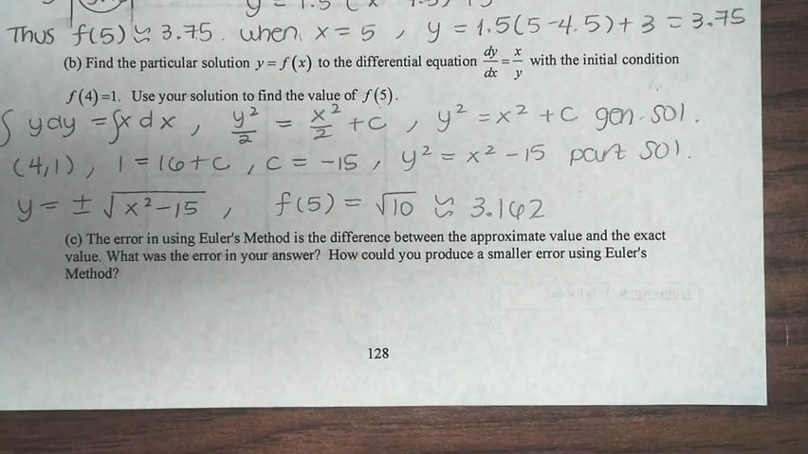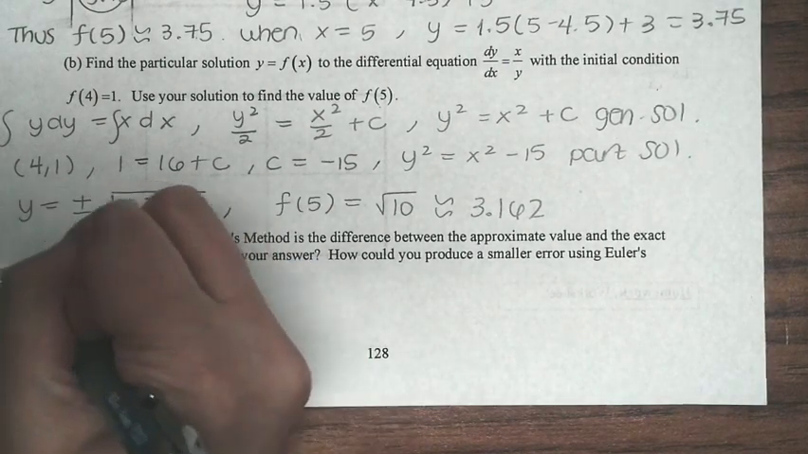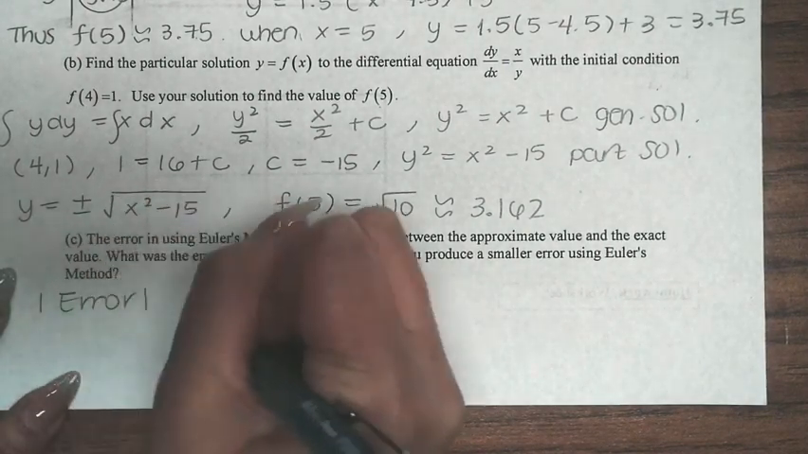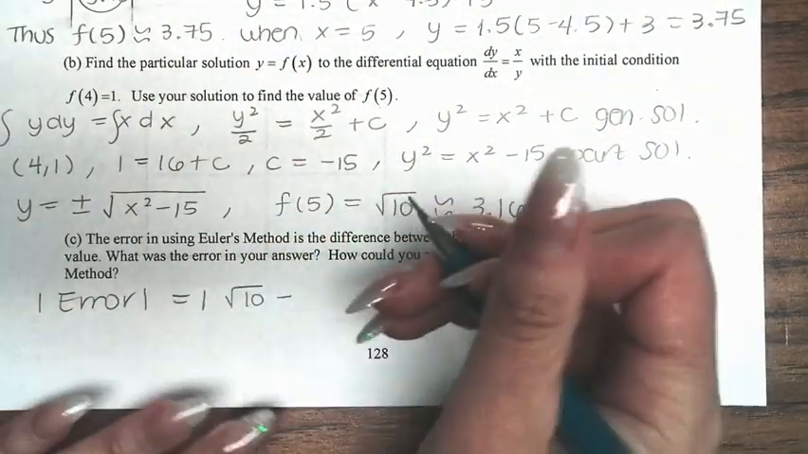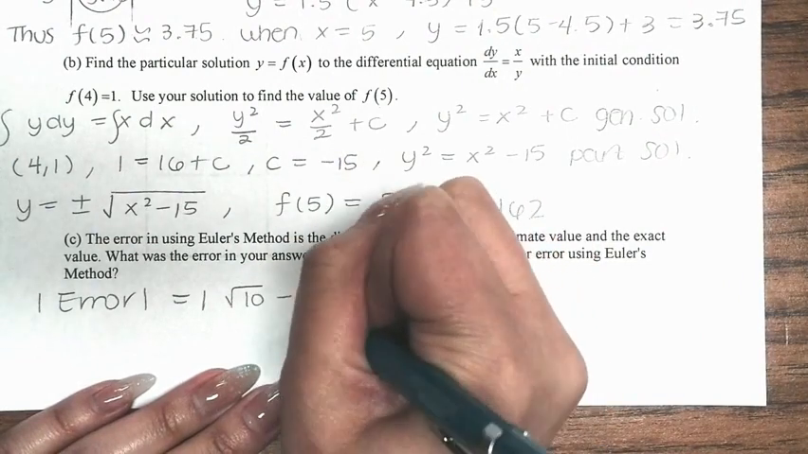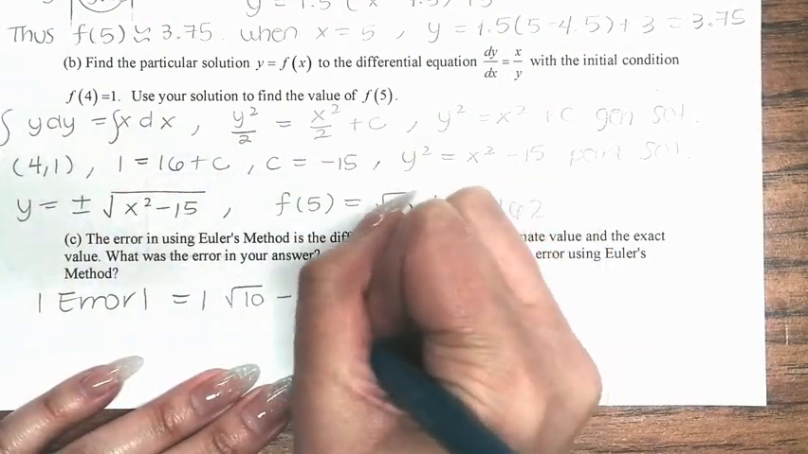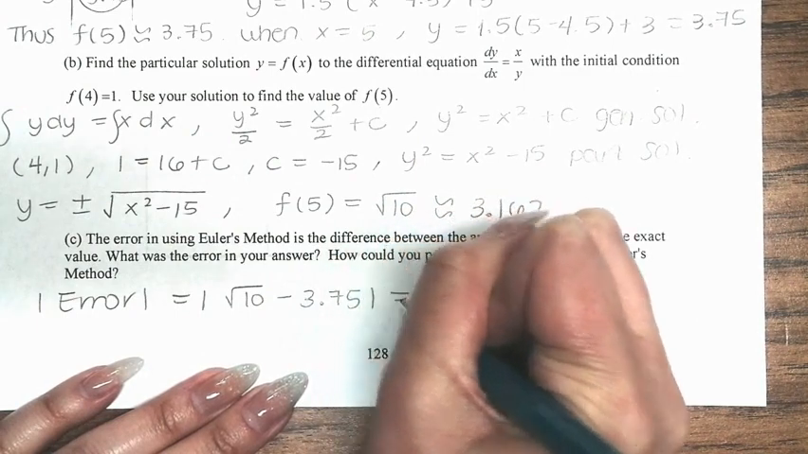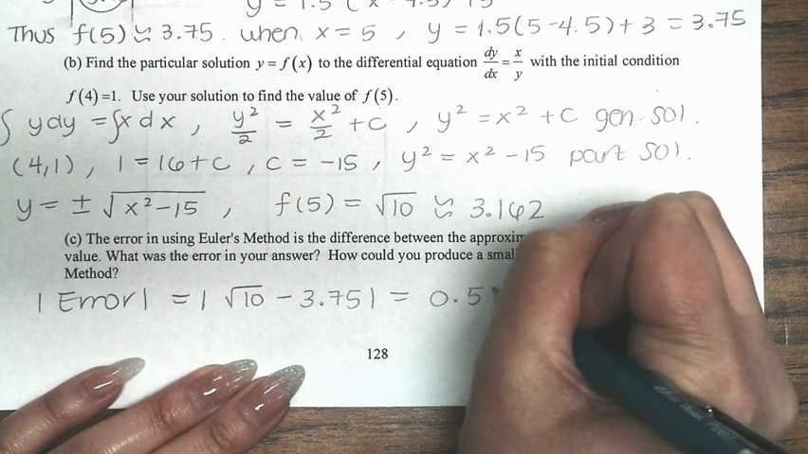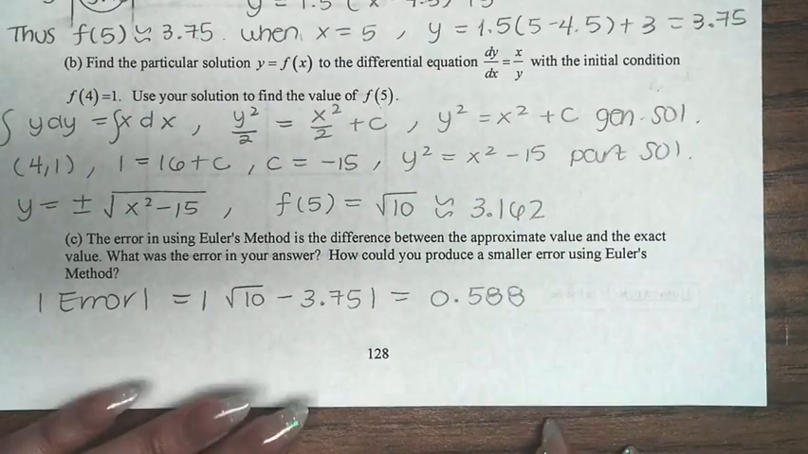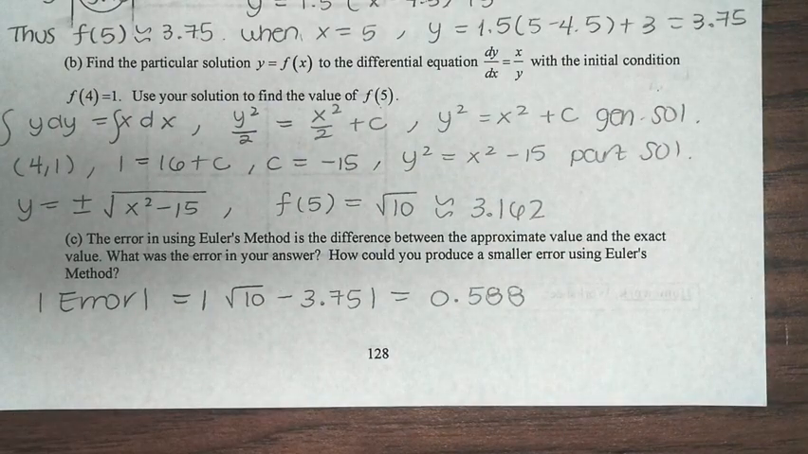The error in using Euler's method is the difference between the approximated value and the exact value. So the absolute value of the error is going to be equal to your actual minus the approximation, or vice versa, but the absolute value will take care of that. And you have that minus 3.75. When you plug that in the calculator, you have that it's 0.588. So that's the error that we are seeing there in the graph.